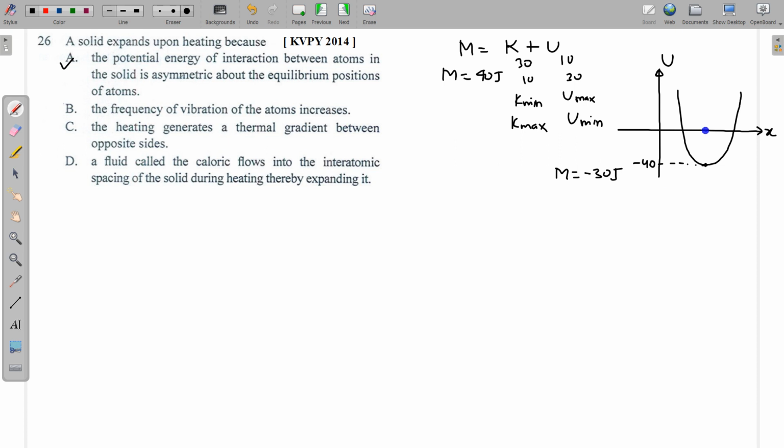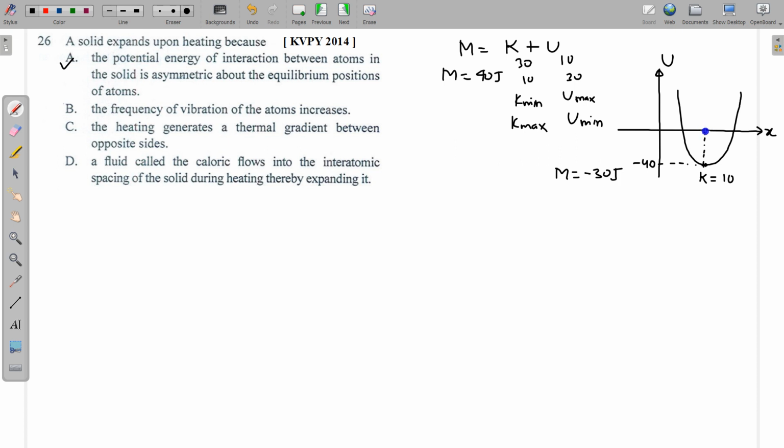Suppose the particle is at this equilibrium position, then U is minimum. If U is minimum, then K is maximum. And what will be K here at this location? At this location, the value of K will be equal to plus 10. K cannot be negative, kinetic energy cannot be negative. So this K is equal to 10, and this 10 and this minus 40 will be minus 30. Total mechanical energy is minus 30 joule.